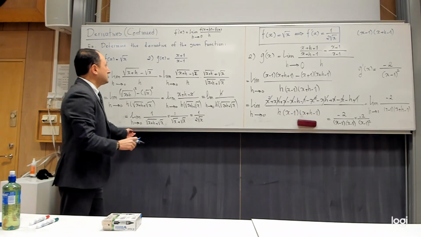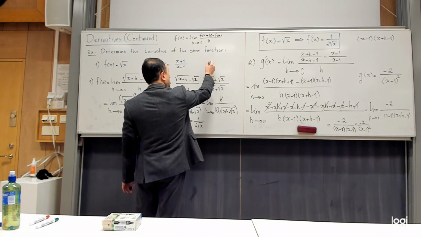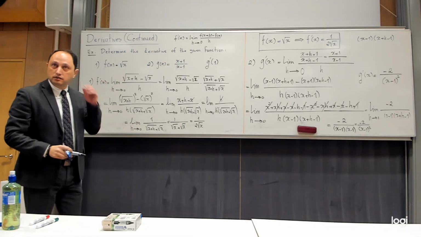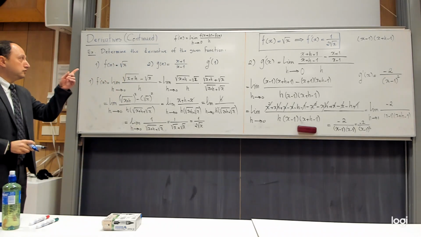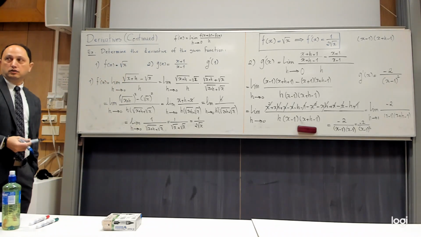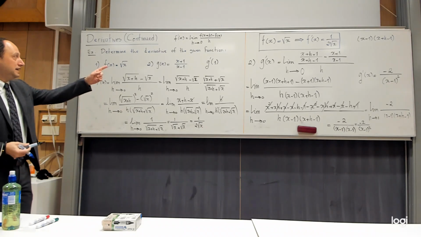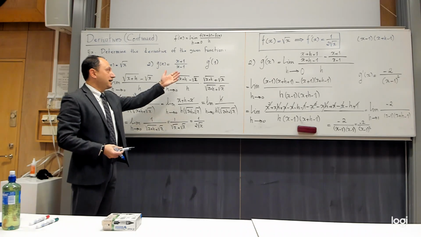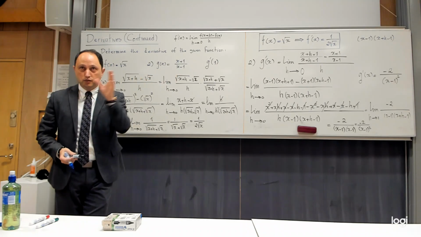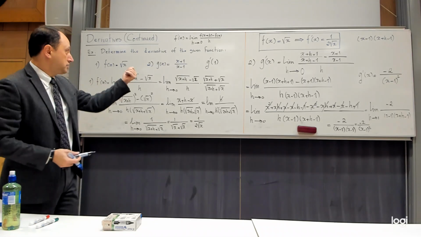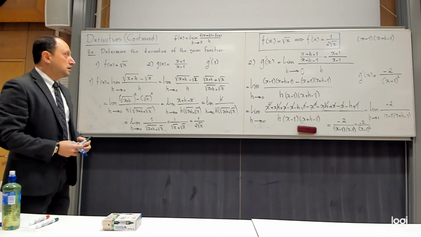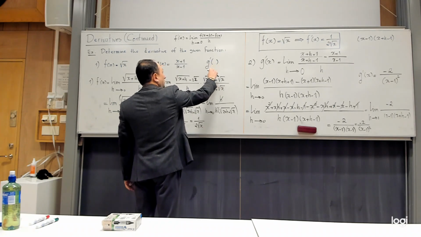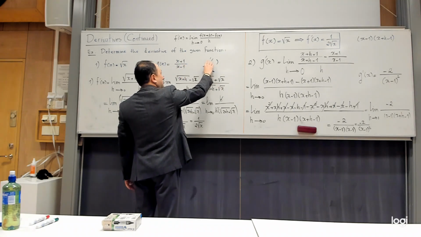Okay, let me ask you one question. Is it a meaningful question to ask this? No. Is it a meaningful question to ask this? No. Why? Because 1 is not in the domain of the function in the first place. So you are not even allowed to say what is g prime of 1, because 1 is excluded from the domain of the original function. Yes? So what does it mean?